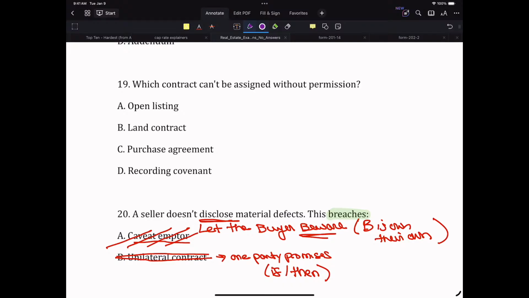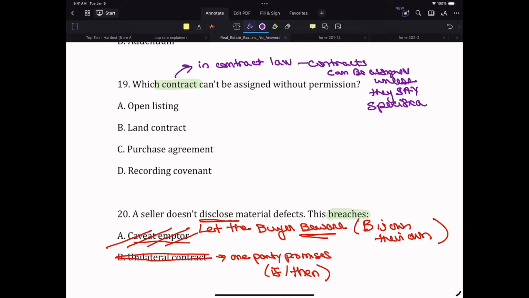So this one's weird. I just happen to know that in contract law, contracts can be assigned unless they say no. So which contract can't be assigned without permission? Well, I get it.